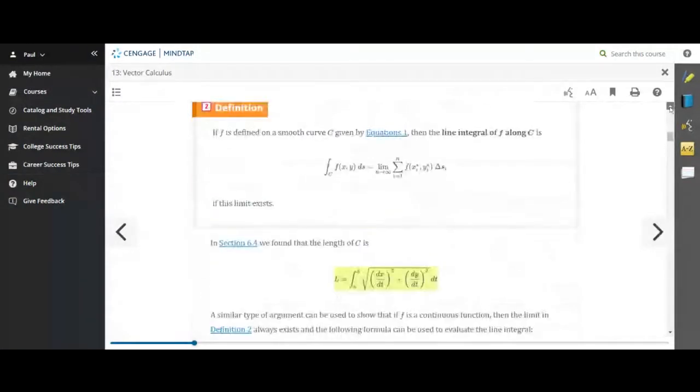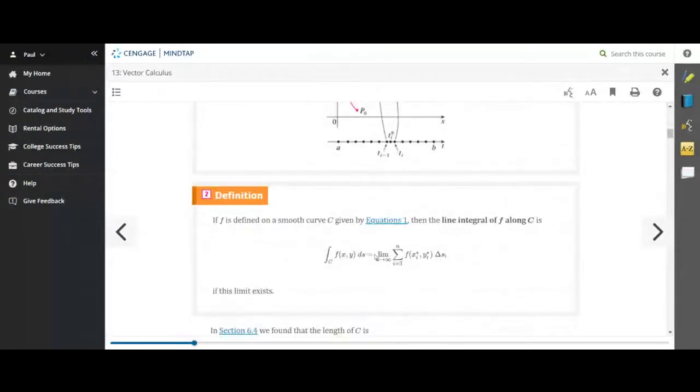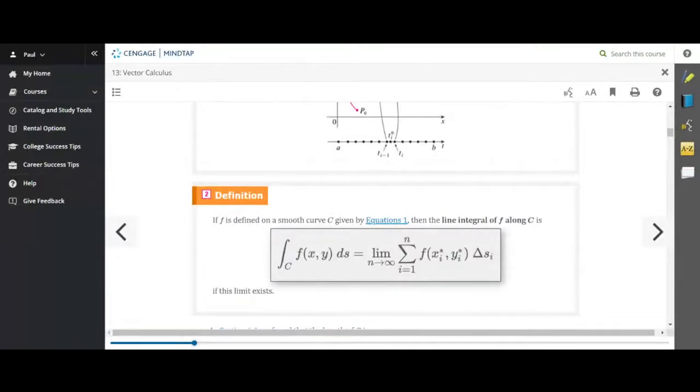Okay, so this is how formally the line integral is defined. It's a line integral of a function along curve C.